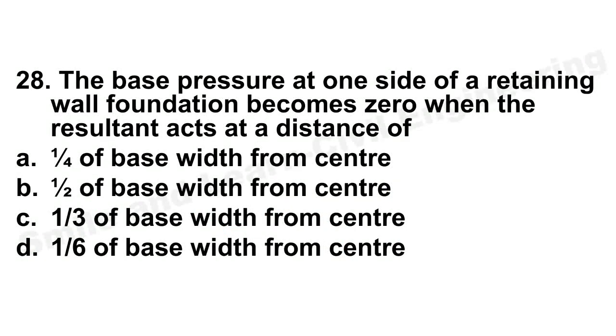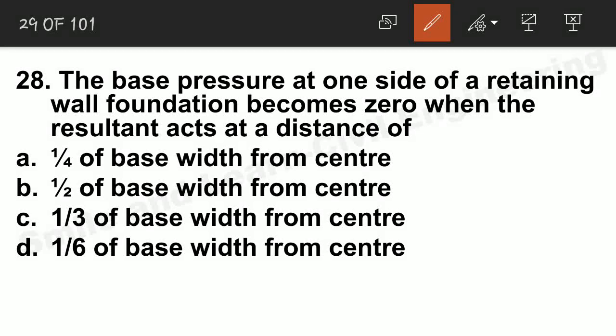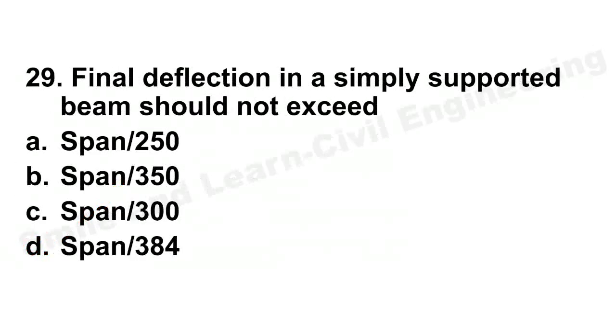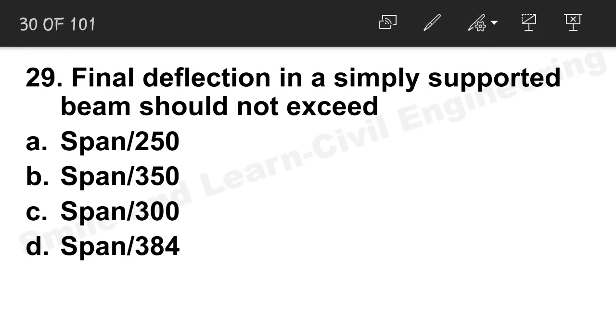The base pressure at one side of a retaining wall foundation becomes 0 when the resultant acts at a distance. This we all know, when the resultant acts at a distance of B by 6 from the center. Next question, final deflection of a simply supported beam should not exceed. So final deflection, this is an incomplete question according to me, because for the finished portion, span by 350 is the maximum, or 20 mm, whichever is less.